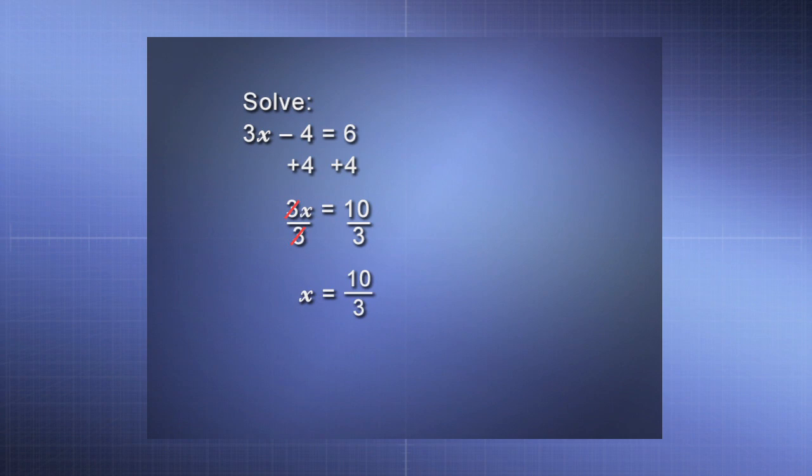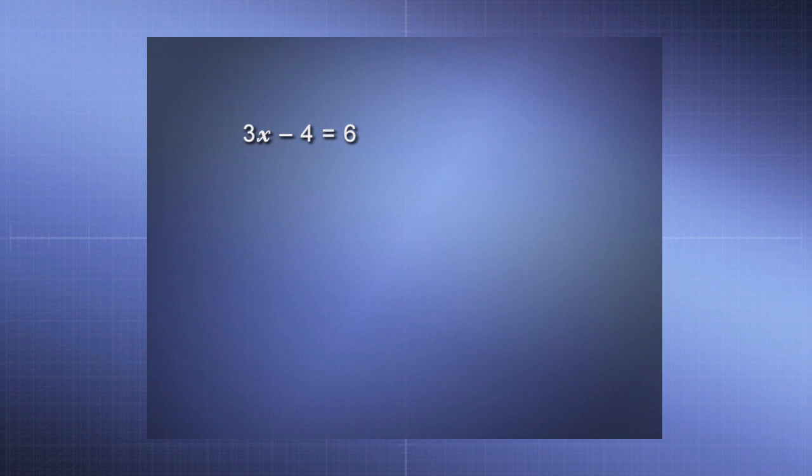Now, we should check to make sure that that solution makes sense, so let's do so. We go back to the original equation, 3x minus 4 equals 6, and we replace the x by 10/3. And that gives us 3 times 10/3 minus 4 equals 6. 3 times 10/3 is what we do next, thanks to our order of operations, and that, of course, is just 10. So I have 10 minus 4, which is 6. So I get 6 equals 6, which is definitely a true statement.